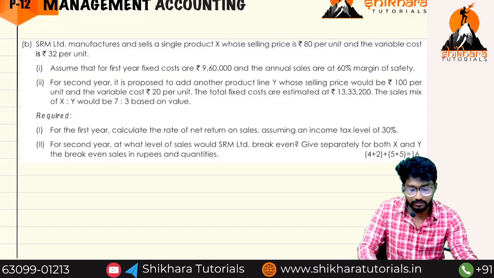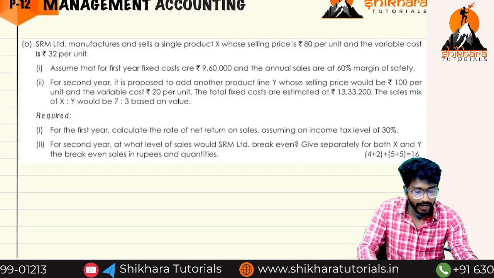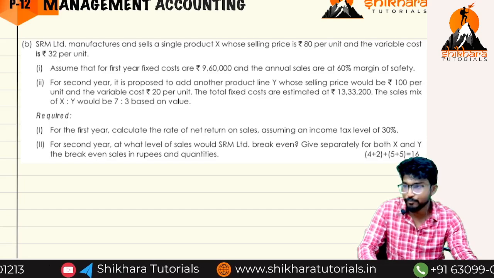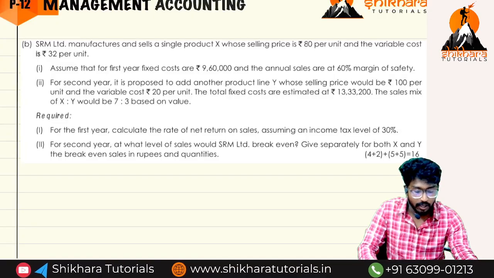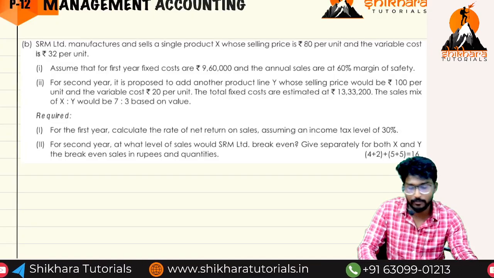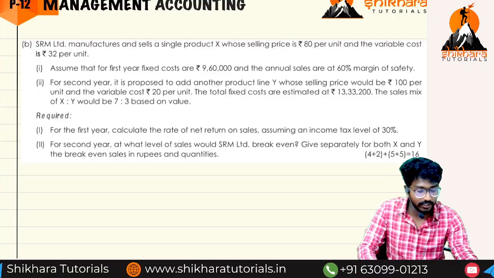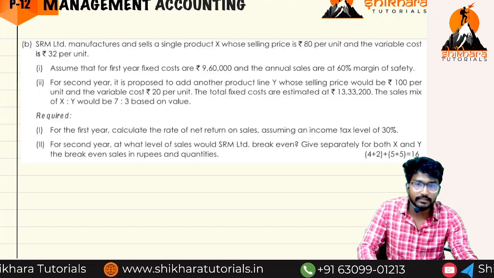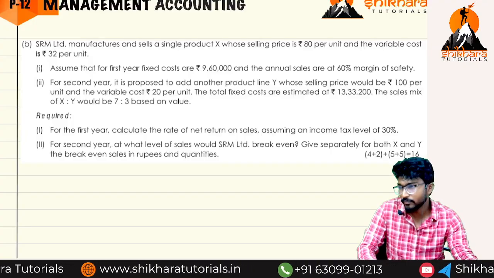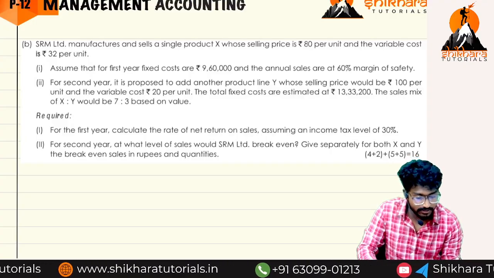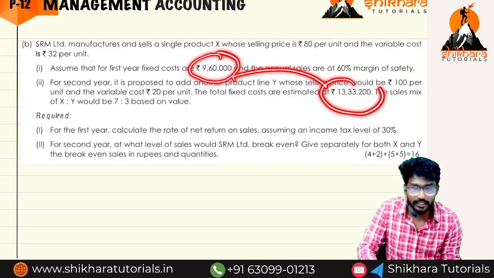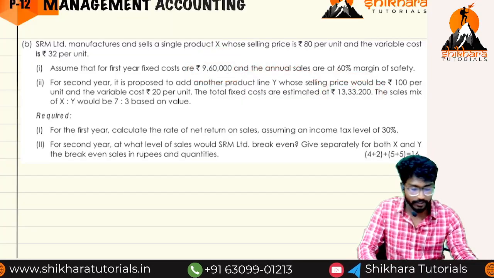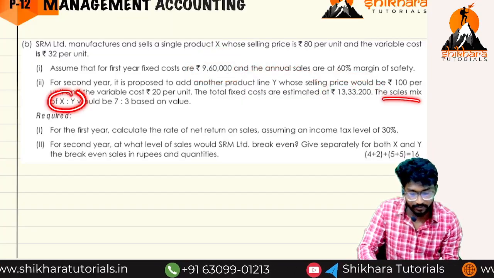For the second year, it is proposed to add another product line Y, whose selling price would be 100 per unit and the variable cost is 20 per unit. The total fixed cost are estimated at 13,33,200. Now fixed cost is increased from 9,60,000 to how much? 13,33,200.